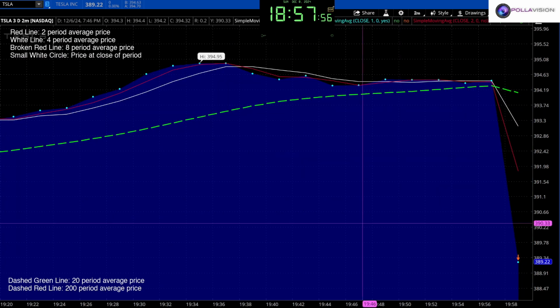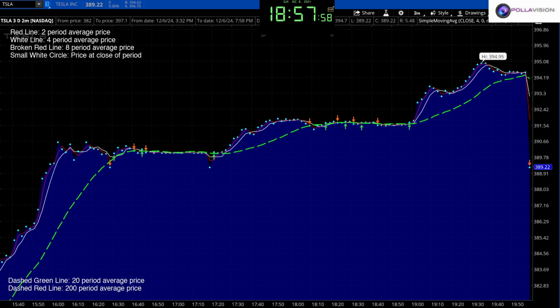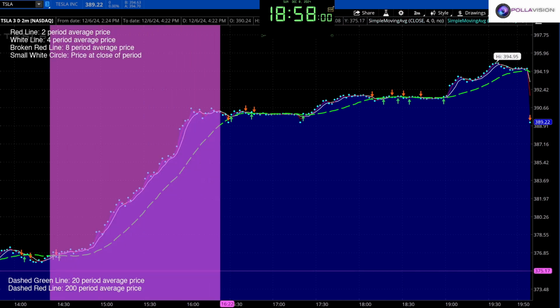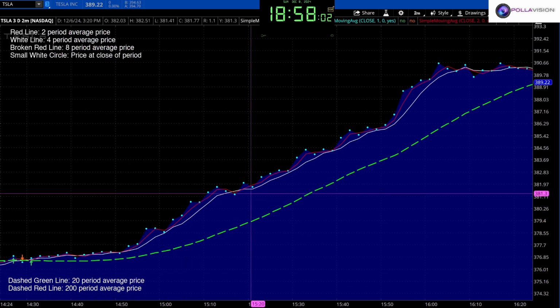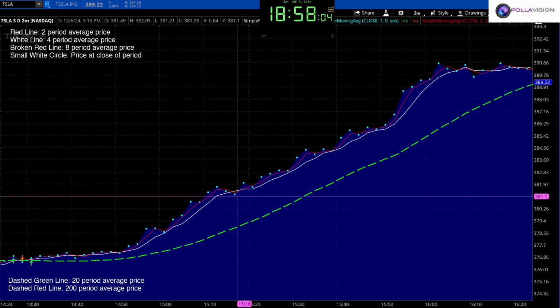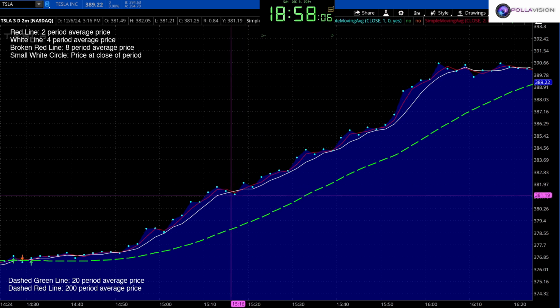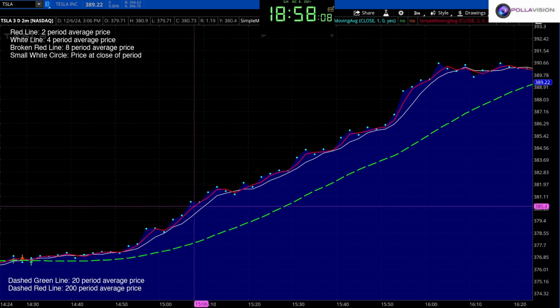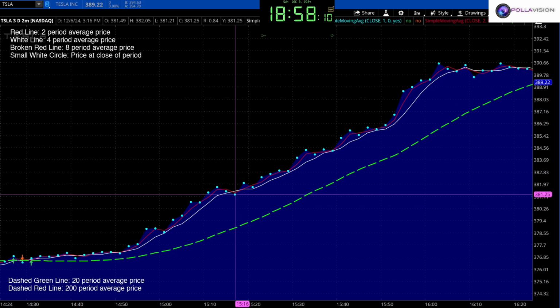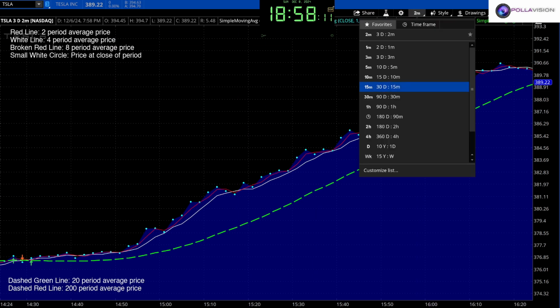Say if you use a 2-minute chart. I'm going to condense this down. The 2-minute chart is a little bumpier. There was only one time right here that the price of the stock got below the 4. Let's look at the 15-minute.